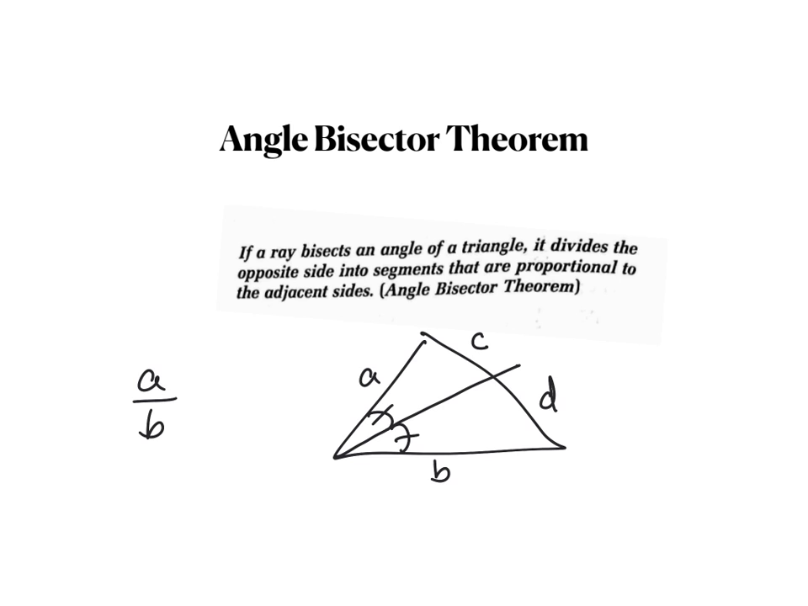So A over B equals C over D. And it's all about following a pattern. A over B, C over D. Top over bottom equals top over bottom. I could also write A over C equals B over D. Left is to right as left is to right.